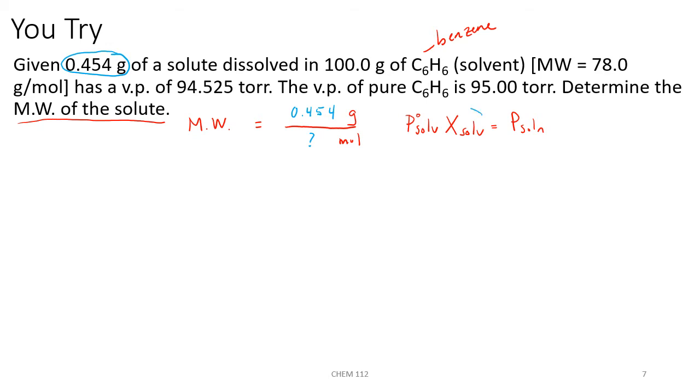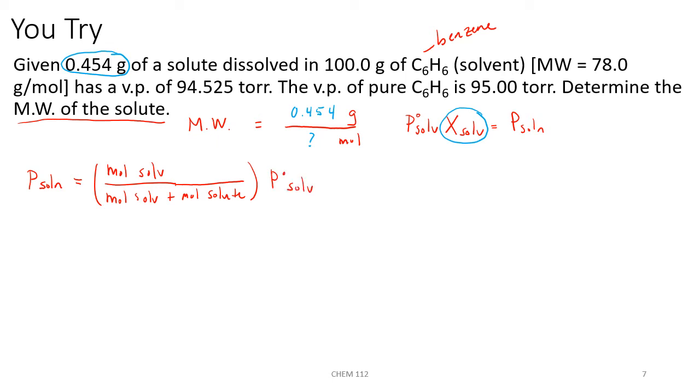What's contained within our mole fraction of our solvent? So the vapor pressure of our new solution will equal the mole fraction of our solvent, which is the moles of our solvent over the moles of our solvent plus the moles of our solute, times the vapor pressure of our pure solvent. Notice when we expand our mole fraction, contained within the denominator is the moles of our solute, which is our unknown that we need to figure out.